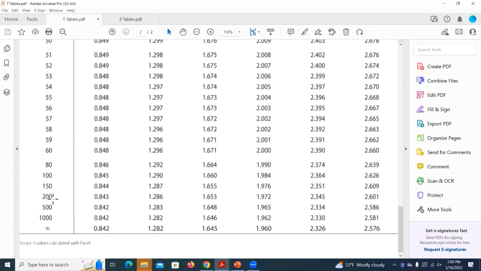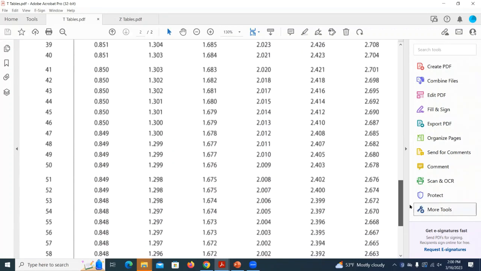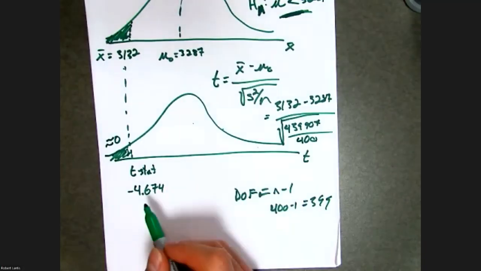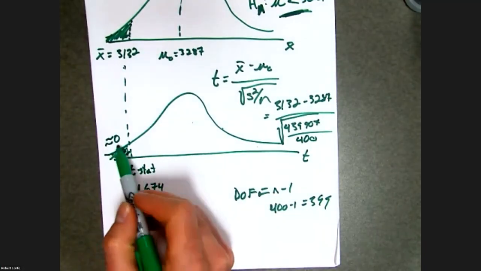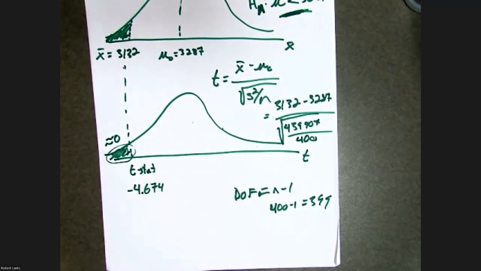So we could use this column to figure out the p-value. But notice my test statistic of 4.67 isn't one of the values here, right? In fact, the area to the right of 2.6 is 0.005. So the area to the right of 4.6 would be really, really close to zero. And that also means, since it's a symmetric distribution, the area to the left is similar. So we'd have a p-value basically zero here. It's going to be less than any alpha we want to look at.